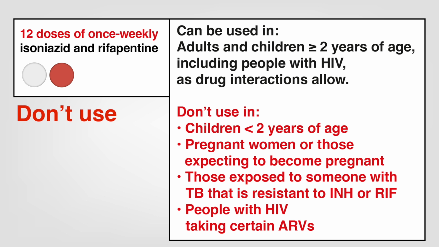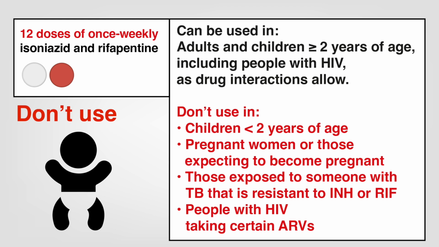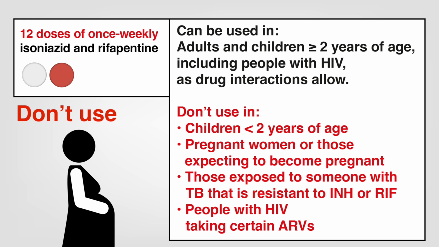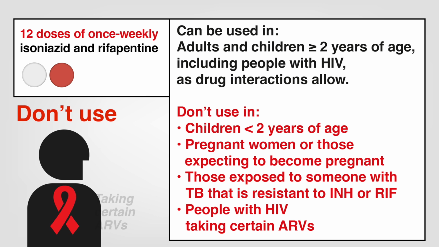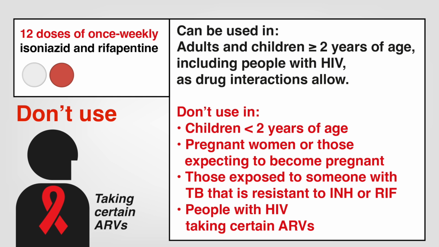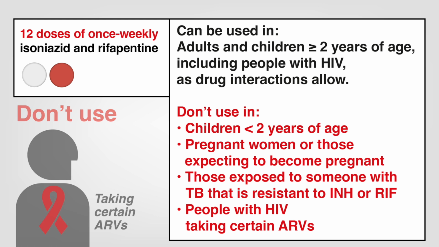Don't use the 12-dose regimen for children younger than 2 years of age, pregnant women, or those expecting to become pregnant, or people who may be infected with TB that is resistant to isoniazid or rifampin. This regimen should not be used in people with HIV who are taking antiretroviral medications with clinically significant or unknown drug interactions with once-weekly rifapentine.